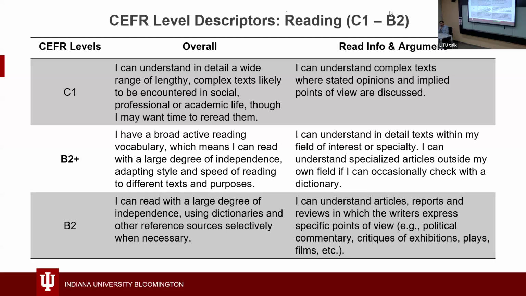And then you can understand many types of different texts. When you look at the read information and argumentative column: "I can understand in detail texts within my field of interest or specialty. I can understand specialized articles outside my own field if I can occasionally check with a dictionary." So what type of text can a B2 or B2 plus reader understand? Fields of interest and specialty, not all different kinds of topics.